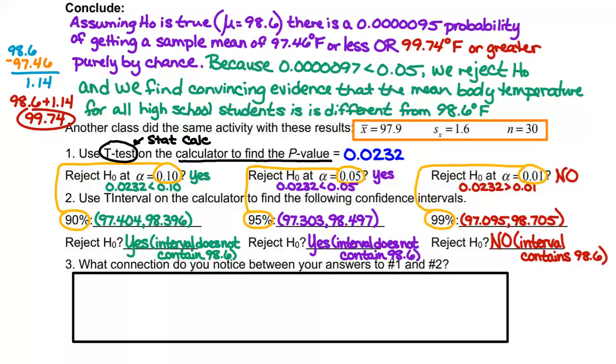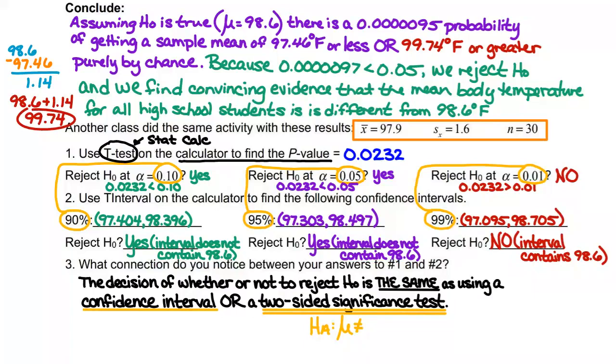So what do you notice between the answers that we had up here when we were using the alpha levels and doing hypothesis tests versus when we did our intervals? They're the same. Were we doing less than, greater than, or not equal to here? Not equal to. The decision of whether or not to reject the null hypothesis is the same as using either a confidence interval or a two-sided significance test.